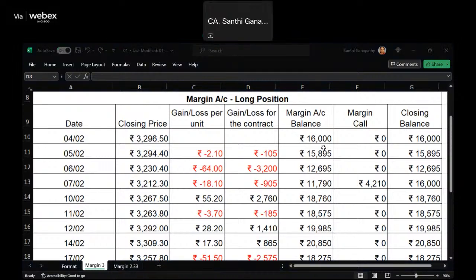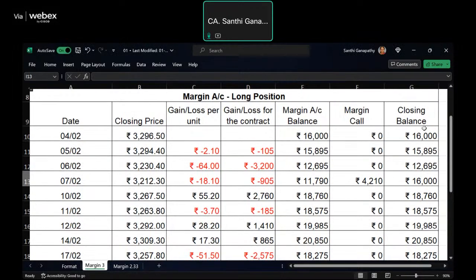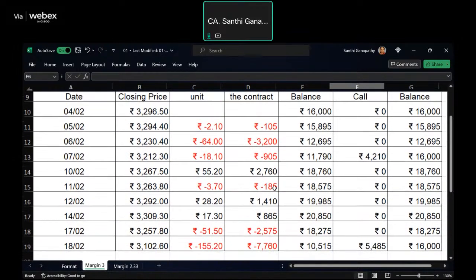So when he entered, 16,000 he would have deposited. The balance is 16,000. Next day, if you have a long position and the price drops, there is a loss. If you have the long position and the price goes up, that's a gain. This is for one, like that for 50, because the contract size is 50. Adjust the loss and you'll get the margin account balance. We already saw 12,000 is the maintenance margin, so till such time it reaches 12,000, no action will be taken. When it falls below 12,000, there will be a margin call to make good the balance to the initial margin, and it will go on. Is this clear?